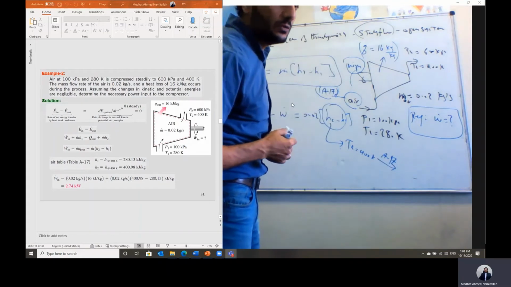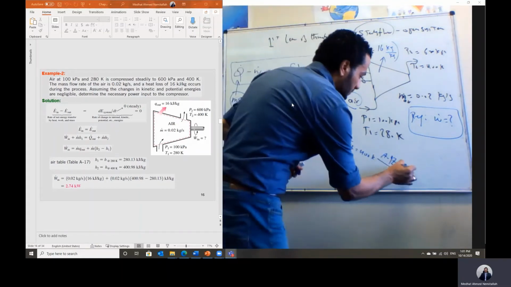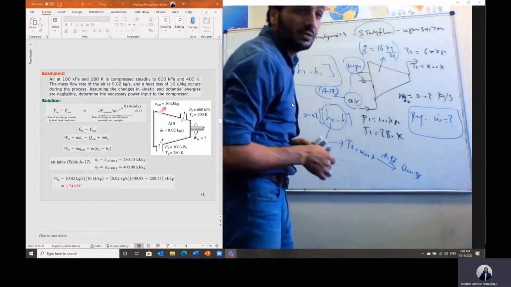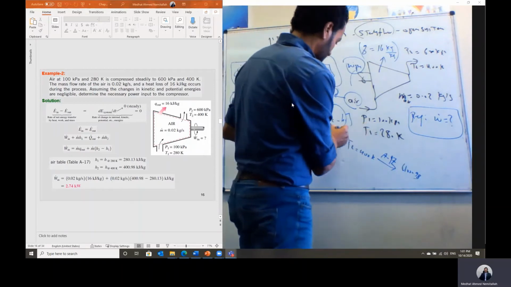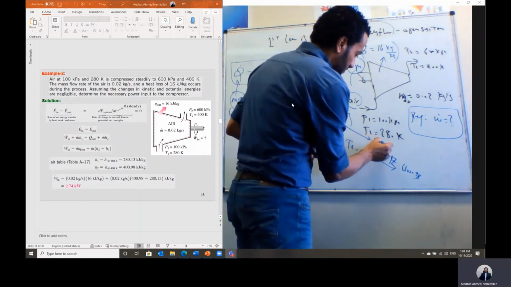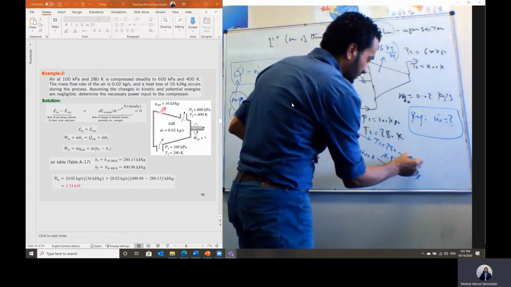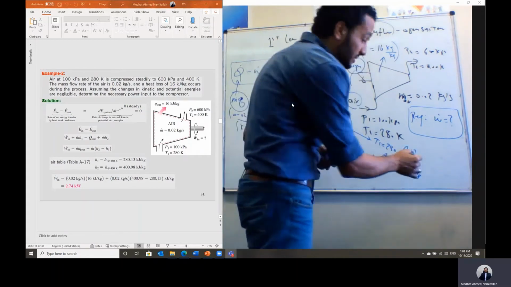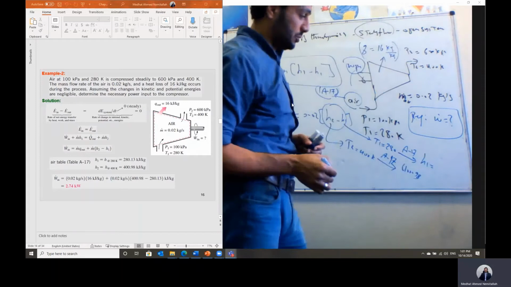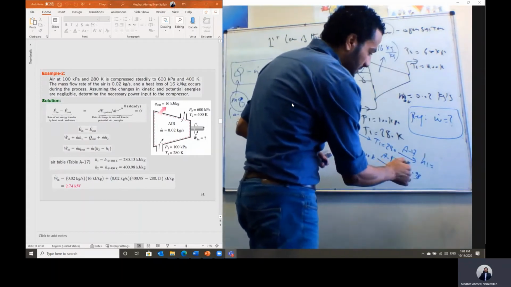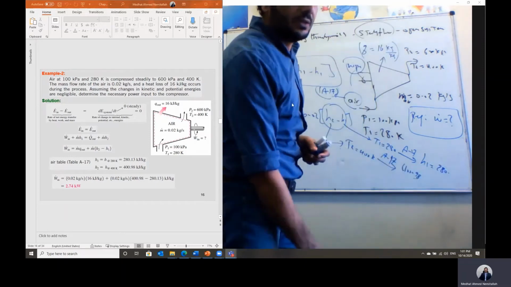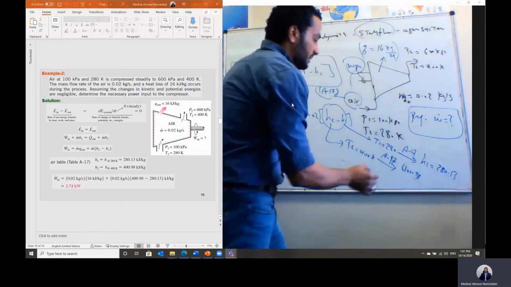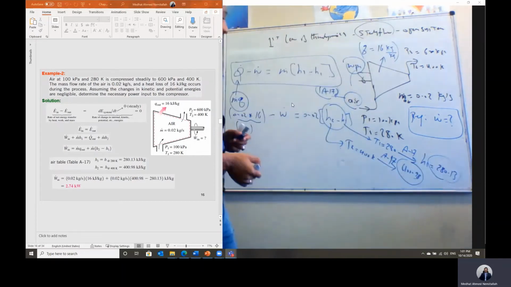Then we can get the value of H2 will equal 400.98. And also we can get H1 at temperature T1 equal to 280 Kelvin from the same table, table A17. This is H2. H1 will equal 280.13 kilojoule per kilogram. Then we can just substitute those two values. Then we can calculate the rate of work of the compressor.